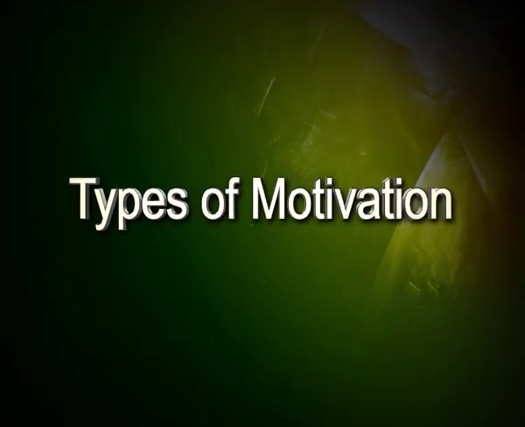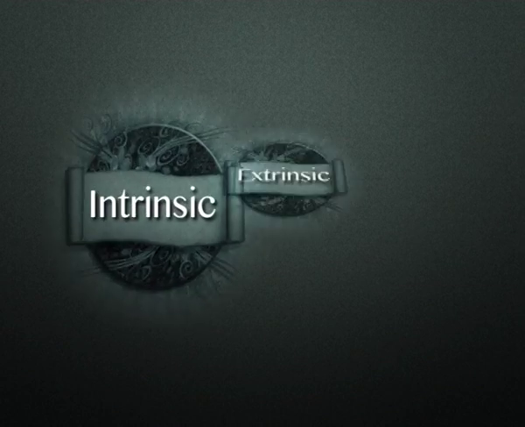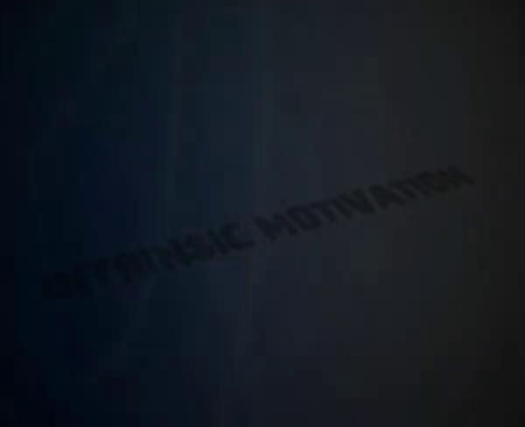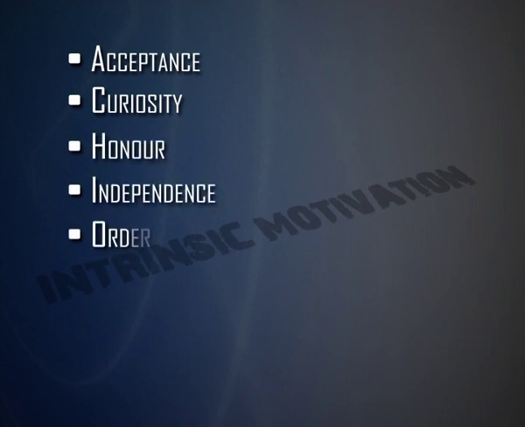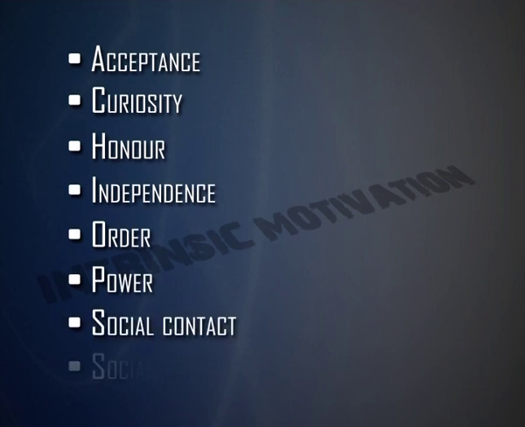Let us also now understand types of motivation. There are two types of motivation which include intrinsic and extrinsic motivation. Intrinsic motivation means that the individual's motivational stimuli are coming from within. The individual has a desire to perform a specific task because its results are in accordance with his belief systems or fulfill the desire, and therefore importance is attached to it. Our deep-rooted desires have the highest motivational power. Below are some examples: acceptance, curiosity, honor, independence, order, power, social contact, social status, etc.